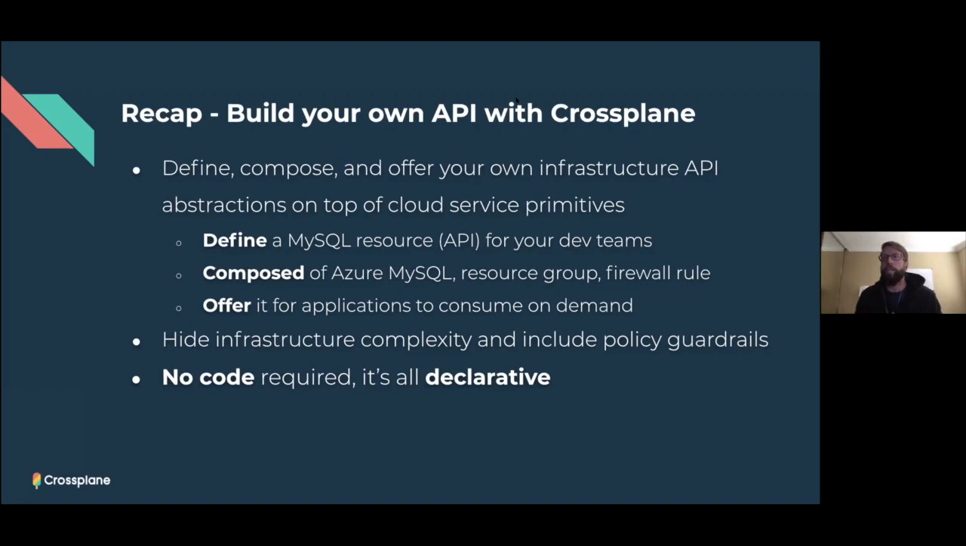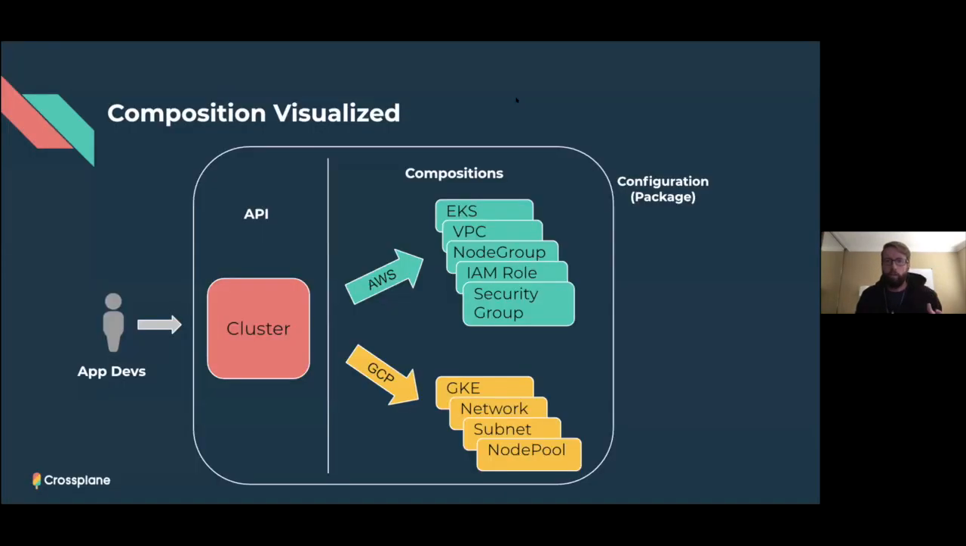It's declarative, right? So here's a little visualization to put this together. Let's look at this diagram from left to right. Think about your application developers, your app teams. They're going to be interacting with a simple API. Today we're going to build a cluster API so that devs can get their own clusters whenever they want one, on demand. What they interact with is the cluster API, a cluster object in Kubernetes.